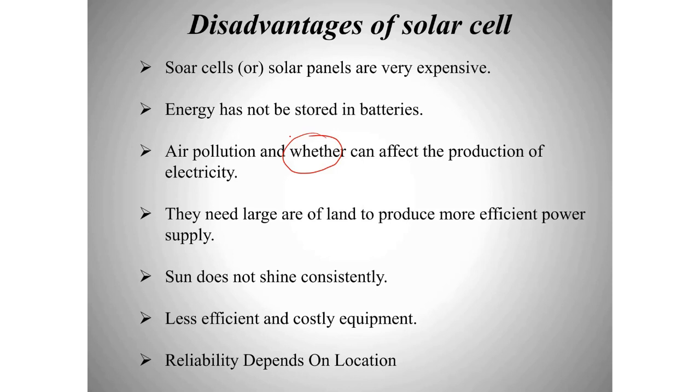They need a large area of land. They need a large area of land to produce more efficient power supply, because solar panels need a large area for installation. Now the sun doesn't shine consistently, right? Because the weather can change, the sun cannot shine consistently, so it will affect the solar cell. Now it is actually less efficient and costly equipment. The installation cost will be more, and reliability depends on location also.